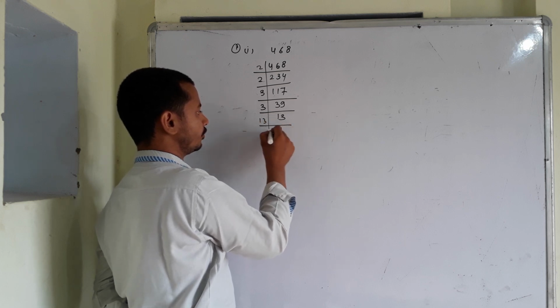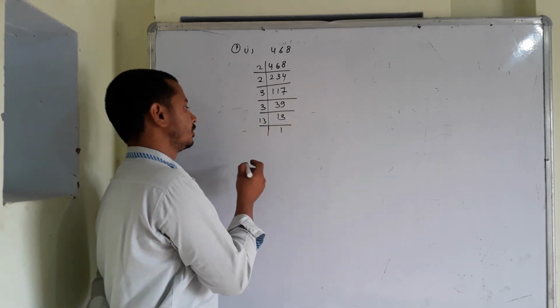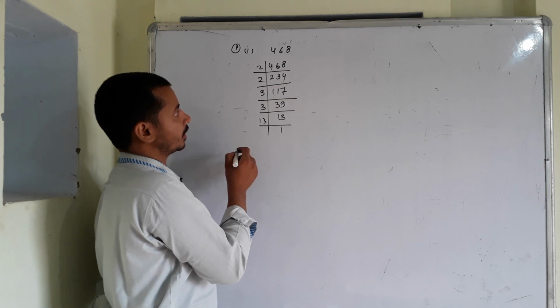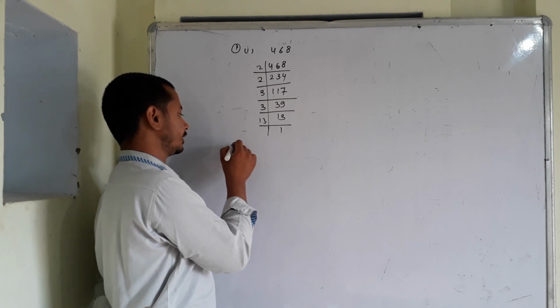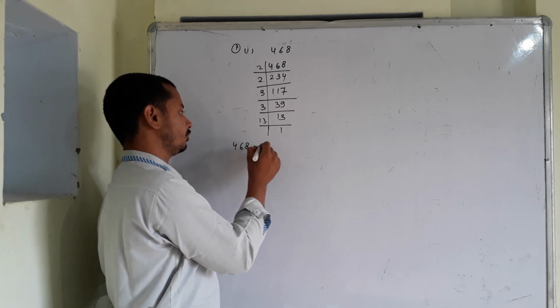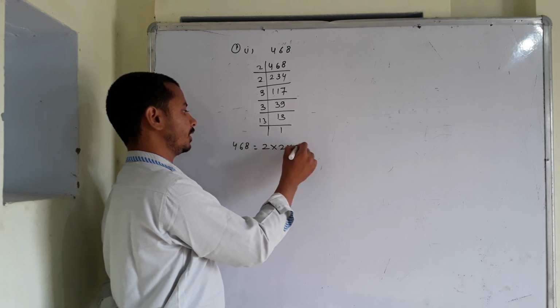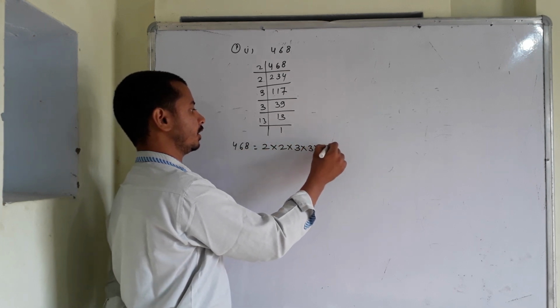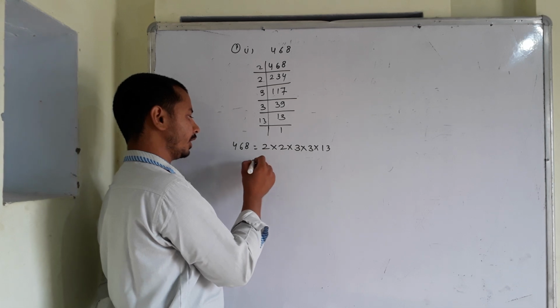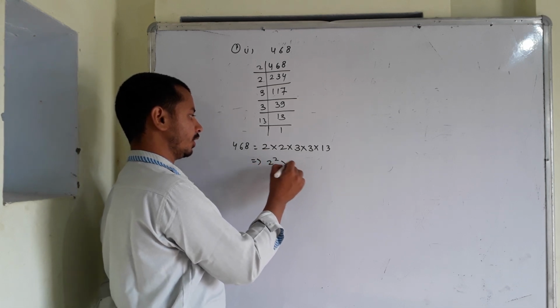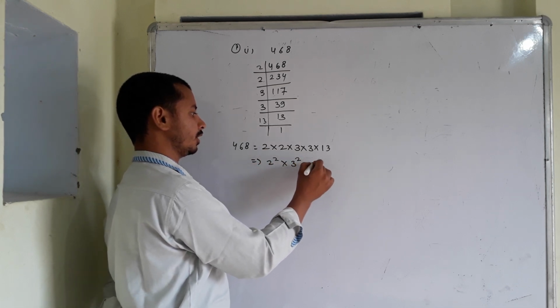So we find 1. Okay, and we can write the factors of 468 in the form of 2 multiply 2 multiply 3 multiply 3 multiply 13, and we can also write in the form of 2 square multiply 3 square multiply 13.